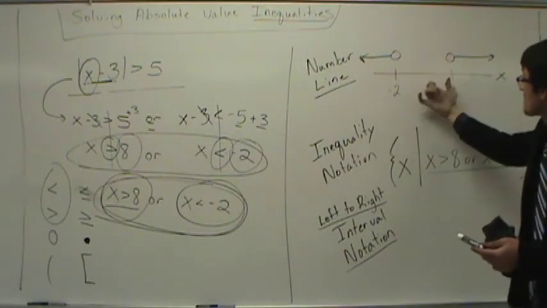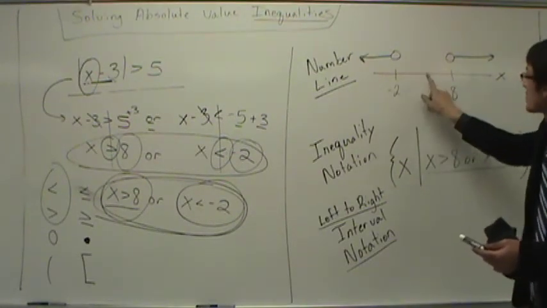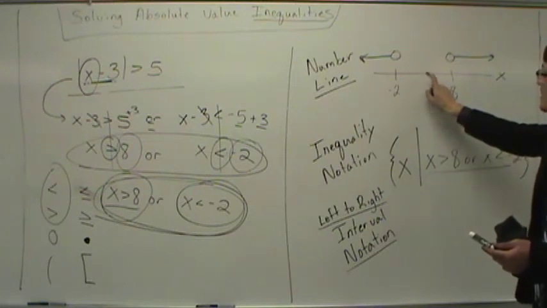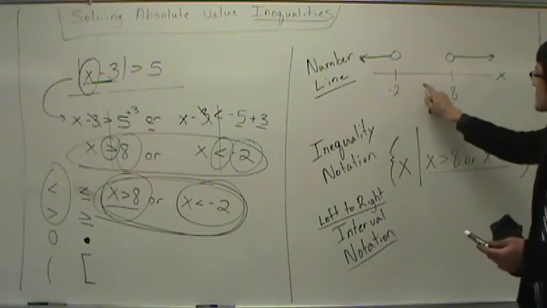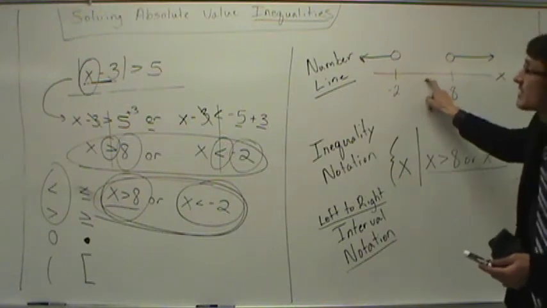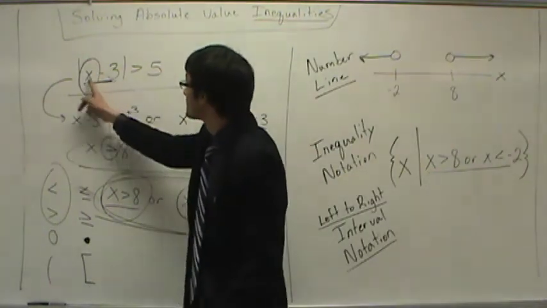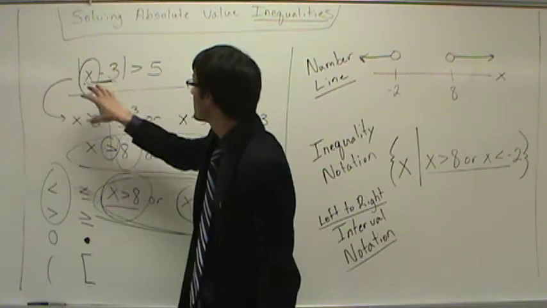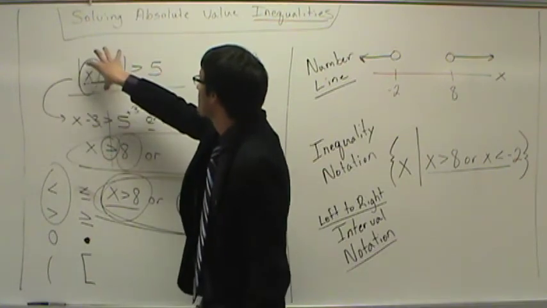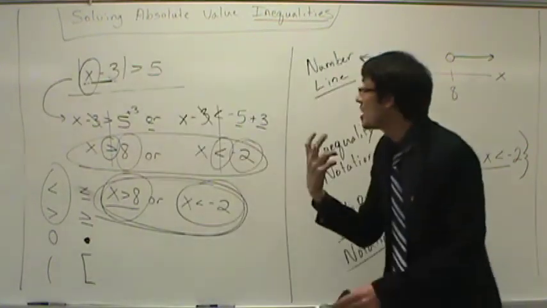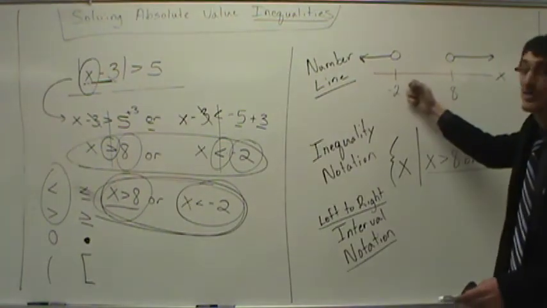What this says is the values between negative 2 and 8 are not solutions. Let's try a number between. What's a number between negative 2 and 8? How about 0? Okay, 0 is between negative 2 and 8. Let's try it. What is 0 minus 3? 0 minus 3 is negative 3. The absolute value of negative 3 is 3. Is 3 greater than 5? Hopefully you say no. So the numbers between are not going to work.